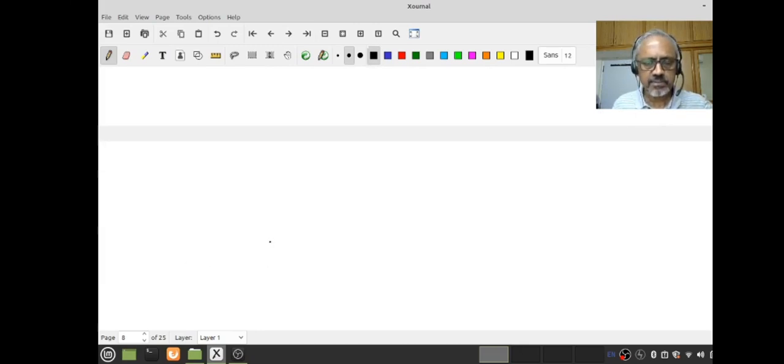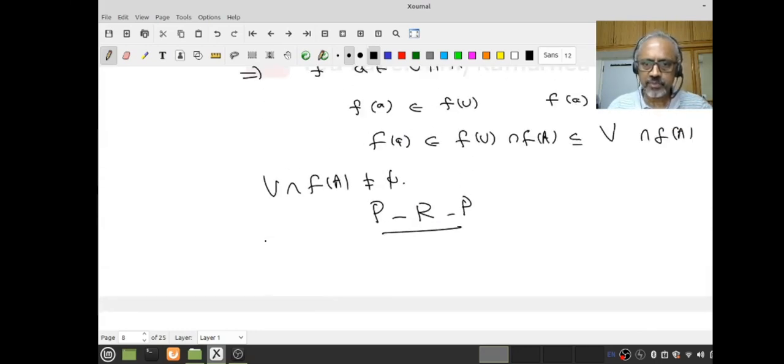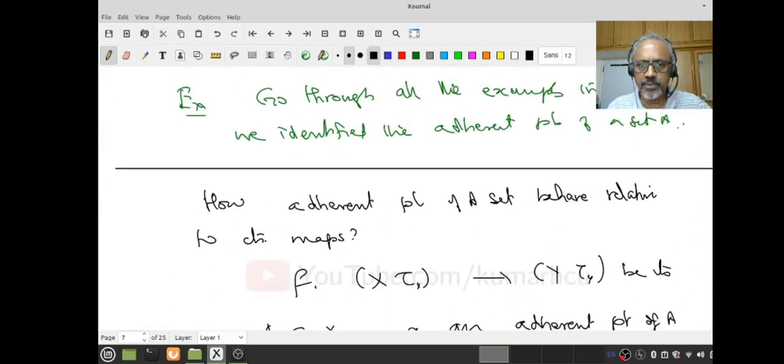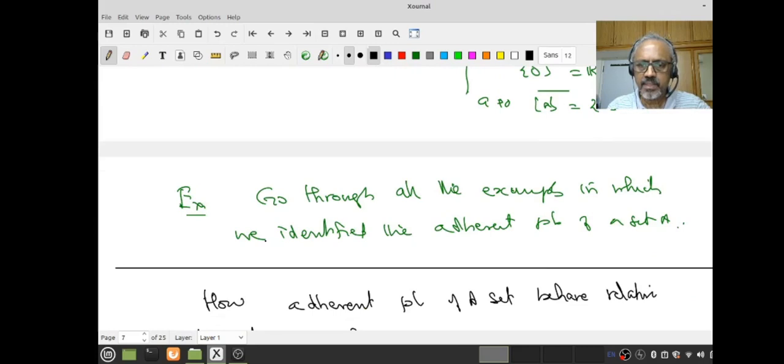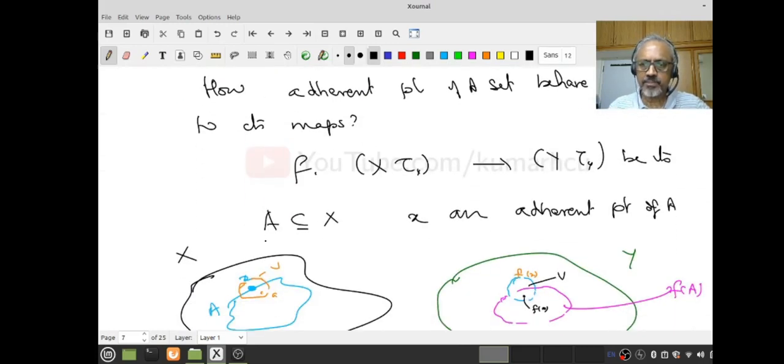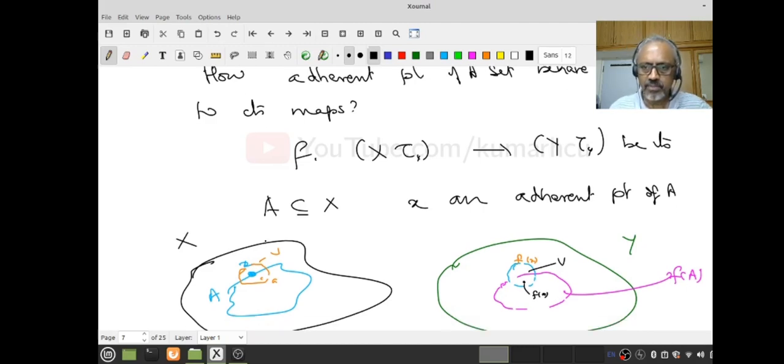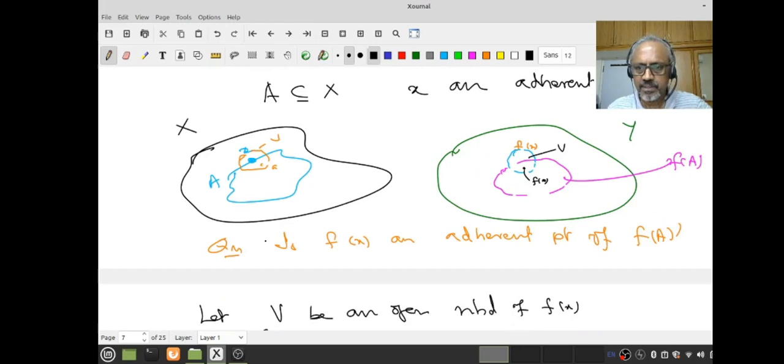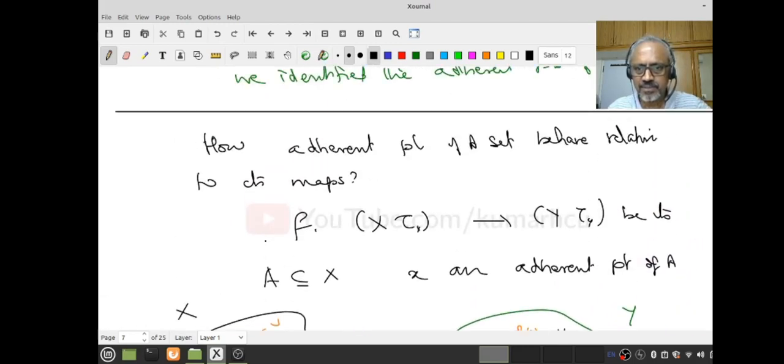So what is the question you can ask? What do you think I have proved? I have proved that if f is a continuous function from X to Y, and if A is a subset of X and x is an adherent point of A, then f(x) is an adherent point of f(A). So what should be your next question? You want to ask the converse. What is the converse?